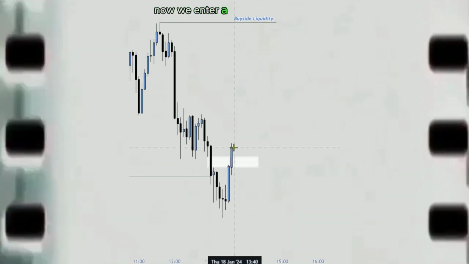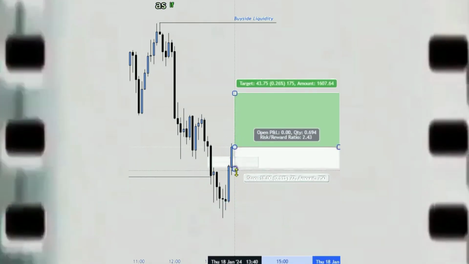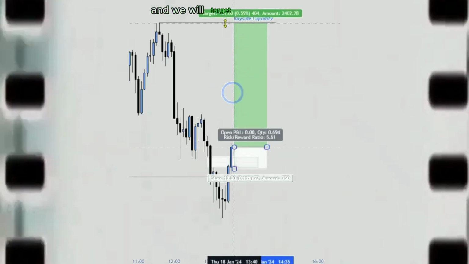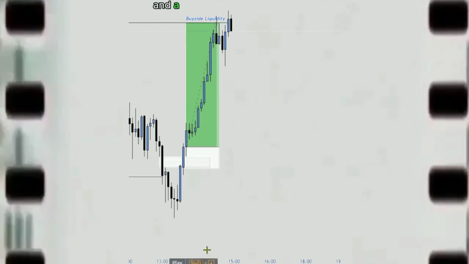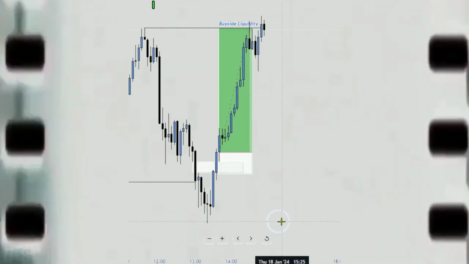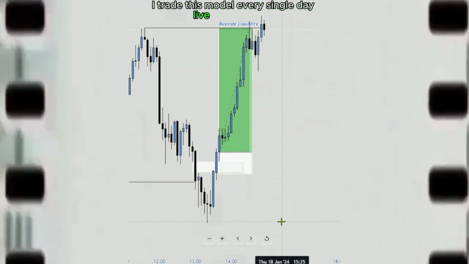Now we enter a long position here. Our stop loss is if we get a candle close back below this fair value gap, and we will target buy side liquidity for a lovely risk to reward ratio and a trade that smashes our take profit. I trade this model every single day live in my Discord.